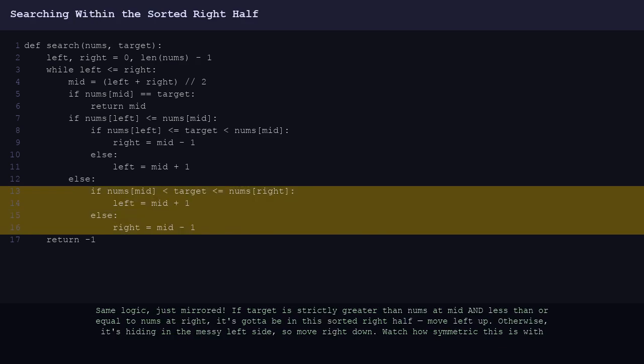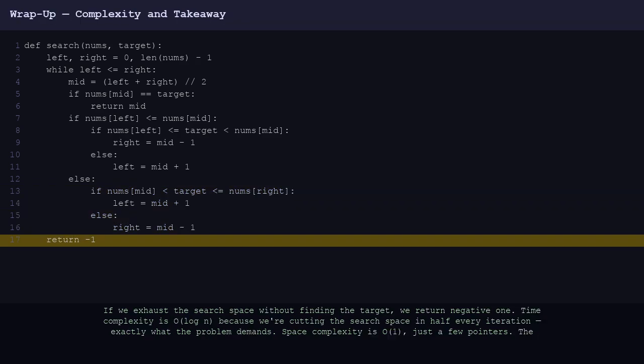Same logic, just mirrored. If target is strictly greater than nums at mid and less than or equal to nums at right, it's gotta be in this sorted right half, move left up. Otherwise, it's hiding in the messy left side, so move right down. Watch how symmetric this is with the left half case, once you understand one, you understand both. If we exhaust the search space without finding the target, we return -1.